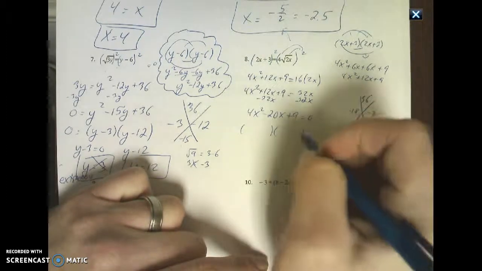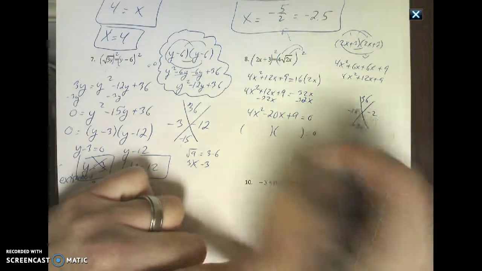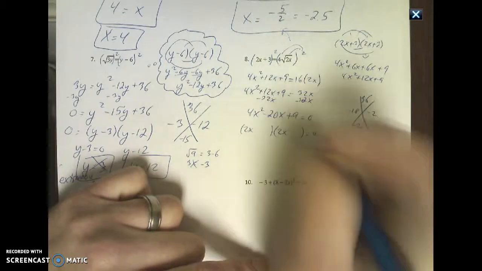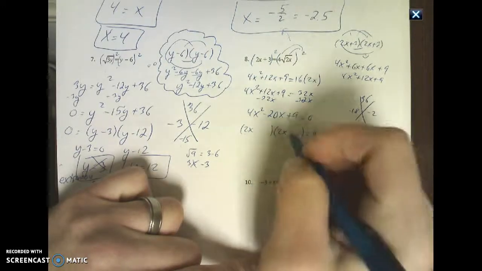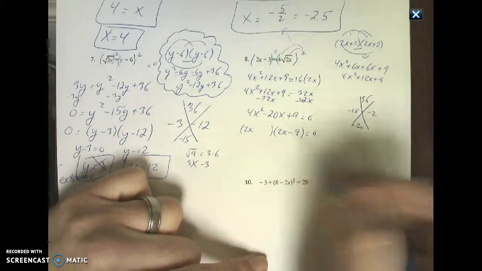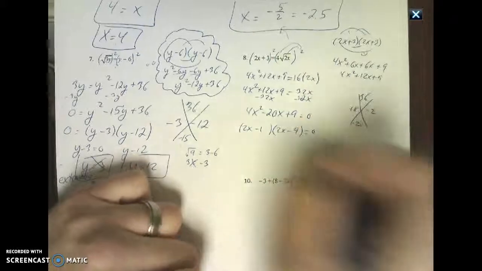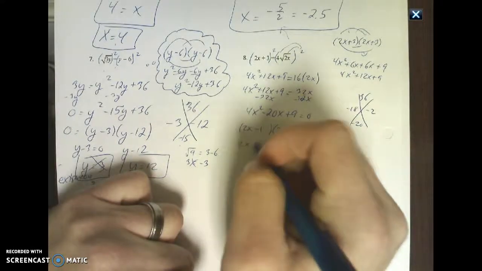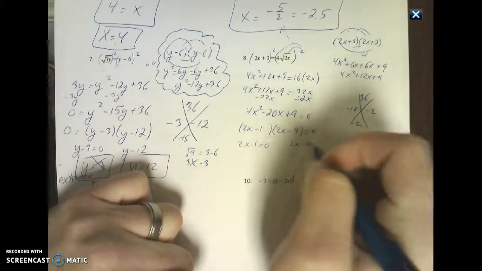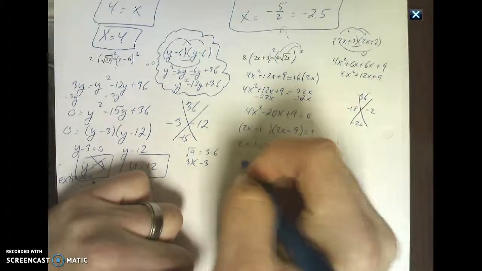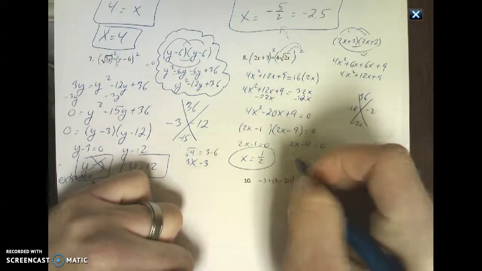I don't want to do 4x and x for this because 4 can't go into 18 or 2, so I'm going to do 2x and 2x. 2 can go into negative 18, negative 9 times, and then 2 can go into negative 2, negative 1 times. So I'm going to set each of these equal to 0. x equals 1/2. x equals 9/2.